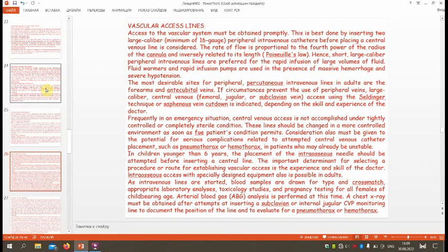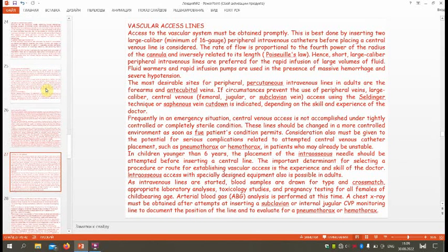As intravenous lines are started, blood samples are drawn for type and cross-match and appropriate laboratory analysis. Toxicology studies and pregnancy testing for all females of childbearing age. Arterial blood gas analysis is performed at this time. A chest X-ray must be obtained after attempts at inserting a subclavian or internal jugular CVP monitoring line to document the position of the line and to evaluate for a pneumothorax or hemothorax.